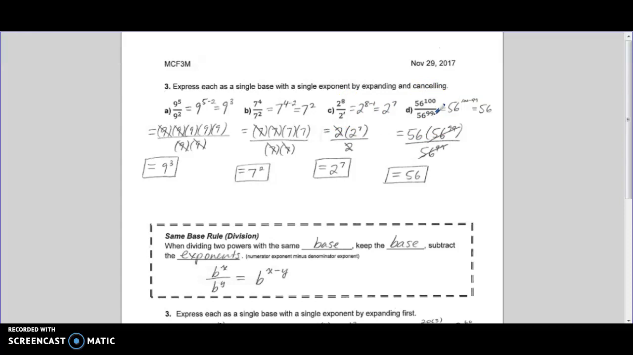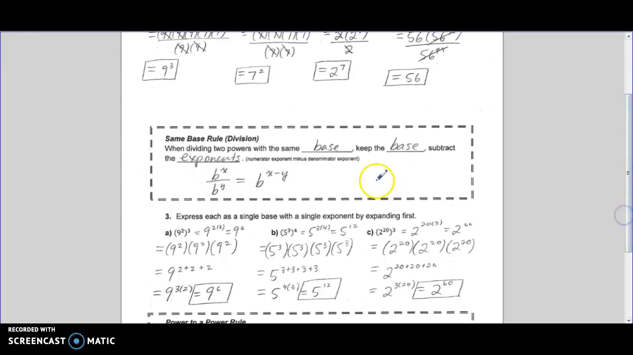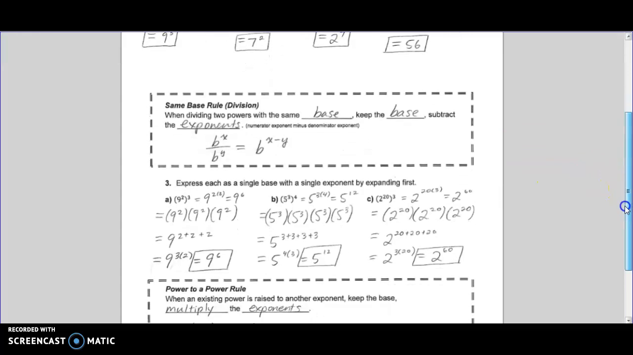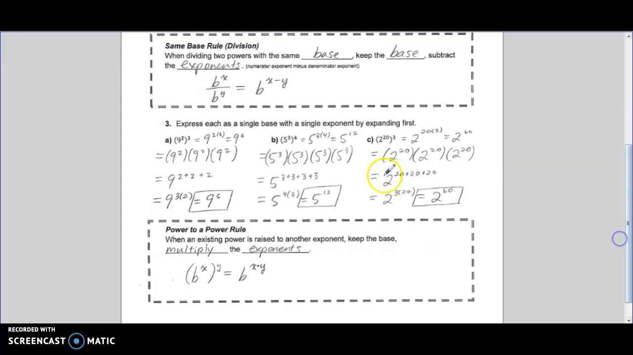So we don't always want to expand. Imagine expanding 56 to the power of 100. You don't want to write 56 times 56 times 56 100 times, and then 56 to the 99, write 56 times 56 in the denominator 99 times. So we can just simply do 100 minus 99, which gives us 56 to the power of 1, which is the same thing as 56. Okay, so summarizing that rule, when we are dividing two powers with the same base, we keep the base and subtract the exponents.